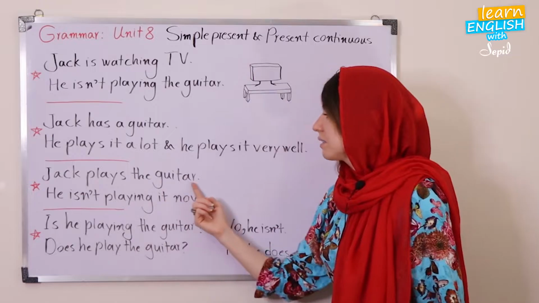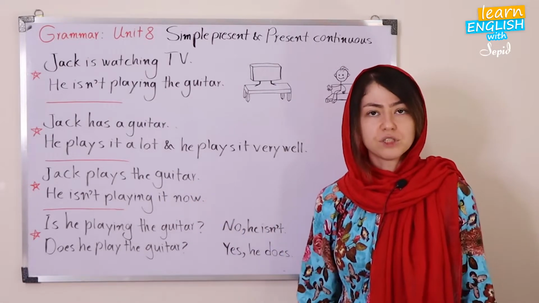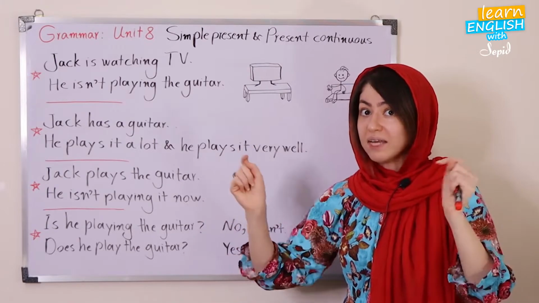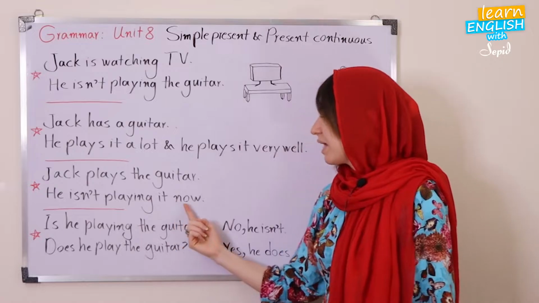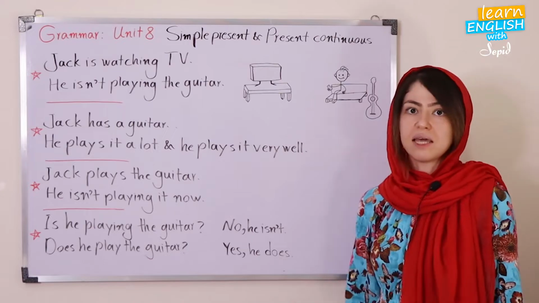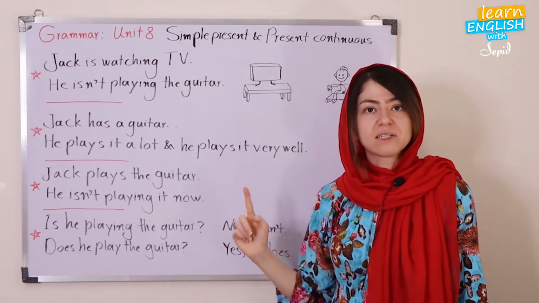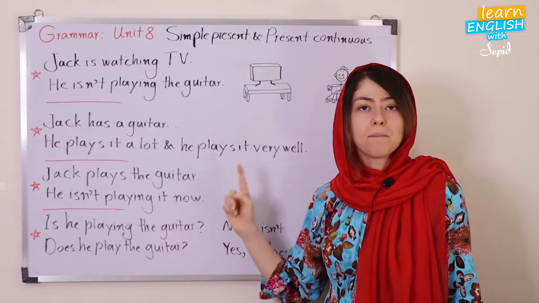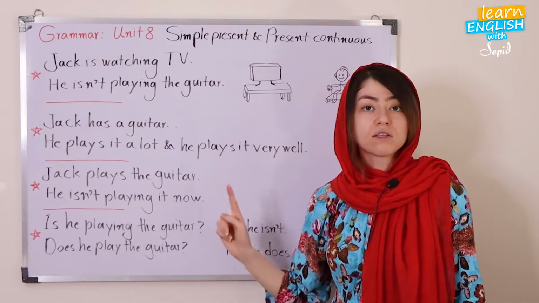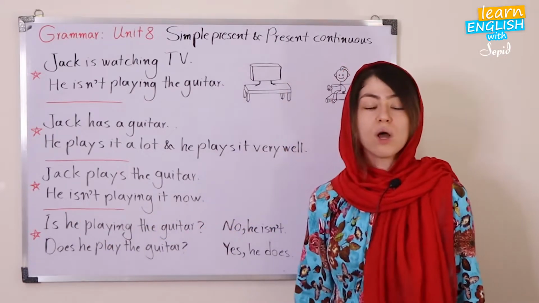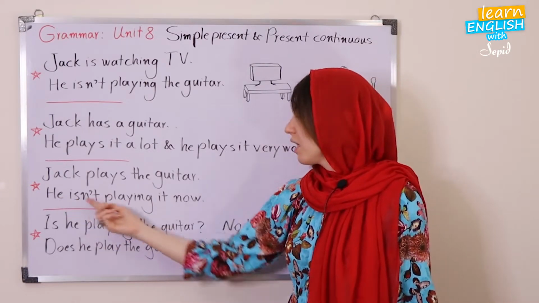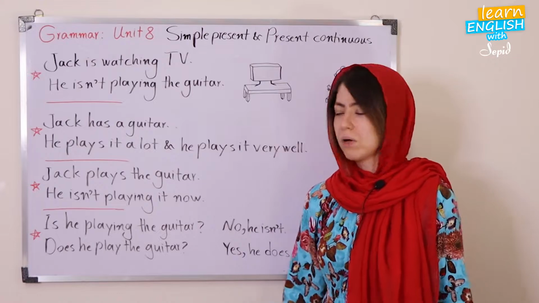So let's go to the other examples in order to figure out the differences clearly. So Jack plays the guitar. Generally, Jack plays the guitar. But if I say Jack is playing the guitar, it means right now, okay? He isn't playing it now. Okay, you see that Jack is watching TV. He isn't playing the guitar now. So for the actions that generally exist or are a matter of habit or routine, we can use simple present tense. But for the actions that are happening right now, we can use present continuous, or even the actions that are not happening right now, okay? He isn't playing the guitar now, like this.